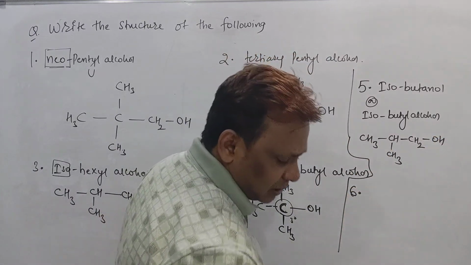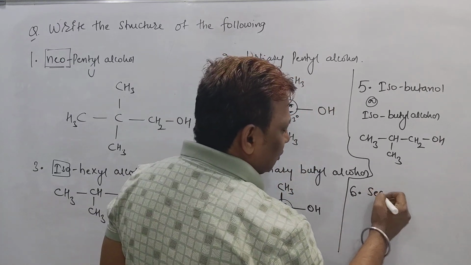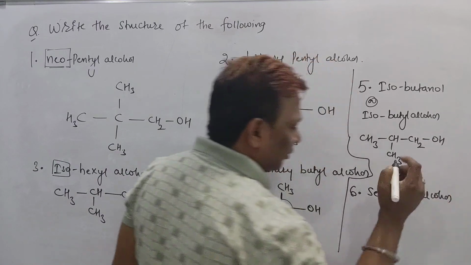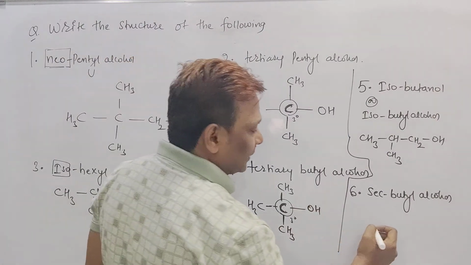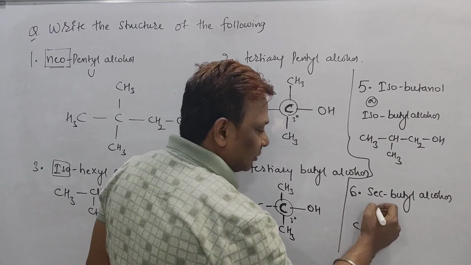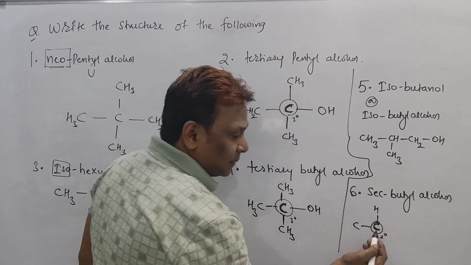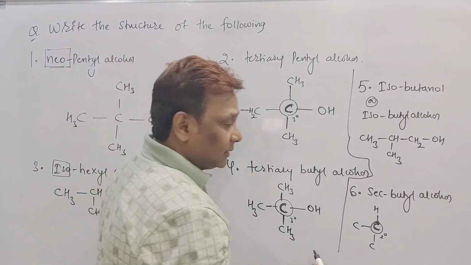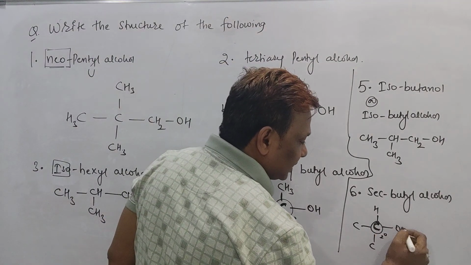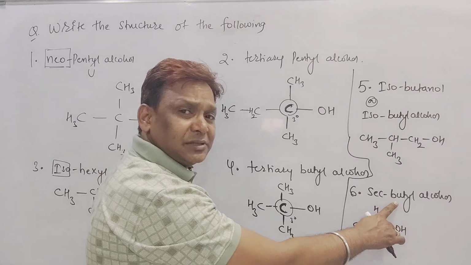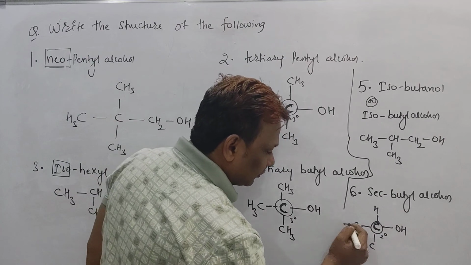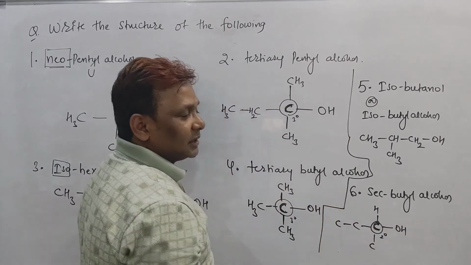But instead of isobutyl alcohol, if they ask us to write secondary butyl alcohol, what to do? First you make a secondary carbon. A carbon bonded with two carbons is called a secondary carbon. Then hydrogen should be there. See beta, this carbon is secondary because it is bonded with two other carbons. Now this secondary carbon bonded with OH is called a secondary alcohol. But how many carbons are there? Check now. Butyl means 4 carbons. So 1, 2, 3, and one more carbon you can put here. So this is the secondary butyl alcohol.